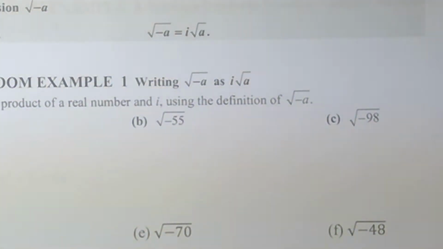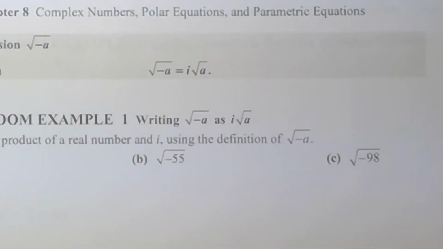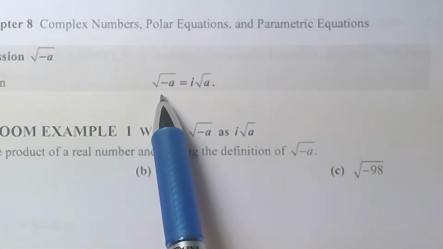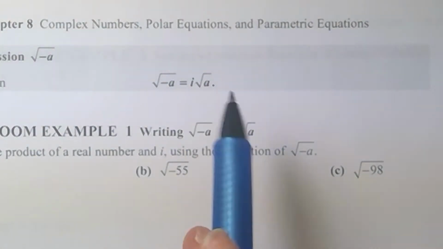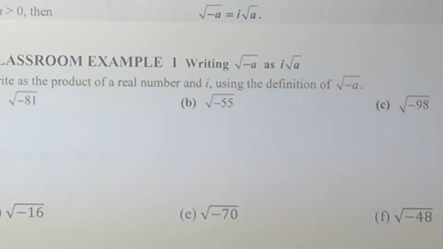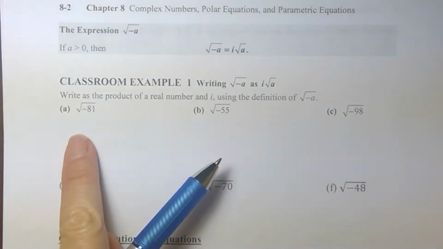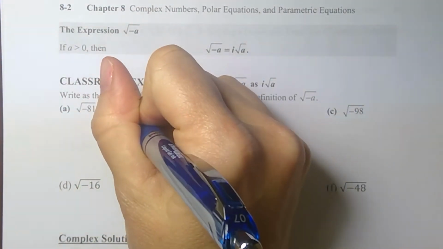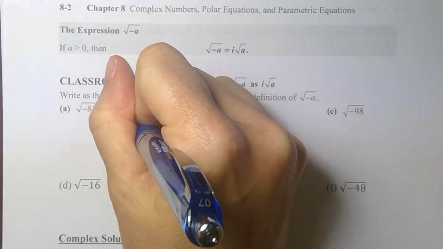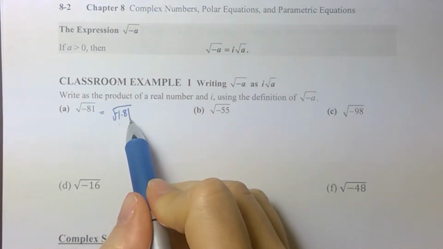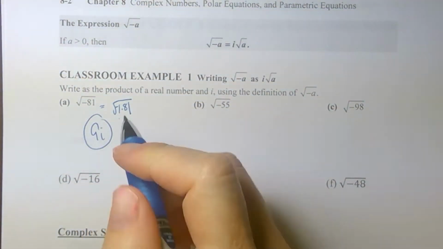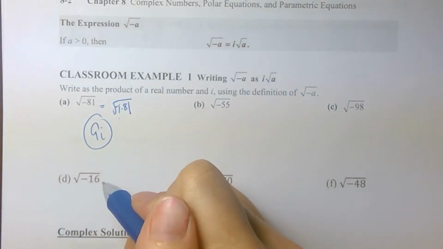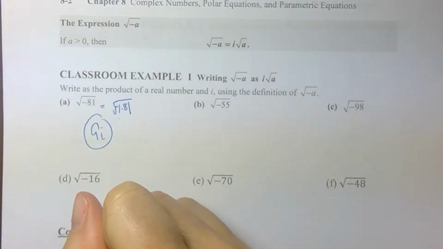On the next page, we're going to start working with our complex numbers, our imaginary numbers, by simplifying. Notice that if I have the square root of -a, that's the same thing as i square root a, and then I want to simplify a as much as possible. So I could think of the square root of negative 81 as the square root of negative 1 times 81. The square root of negative 1 is i, and the square root of 81 is 9. So this simplifies to give me 9i. D also has a perfect square underneath my radical, so it would be 4i.